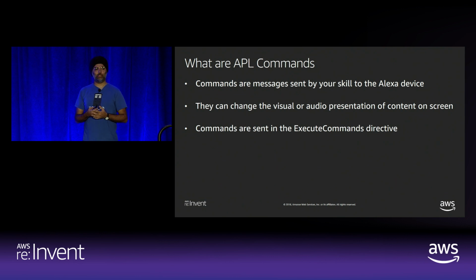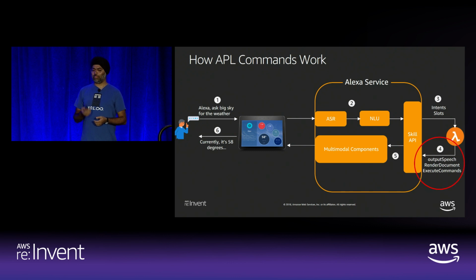So, APL commands. Commands are very simple. It's basically your skill sending an Alexa device a message saying, hey, remember that document I just sent out? I want to change something in it. I want to change its audio or visual presentation in some way. And the way APL commands get delivered is by way of the execute commands directive. So render document is how you render an APL document. Execute commands is how you modify an APL document in some way, shape, or form.